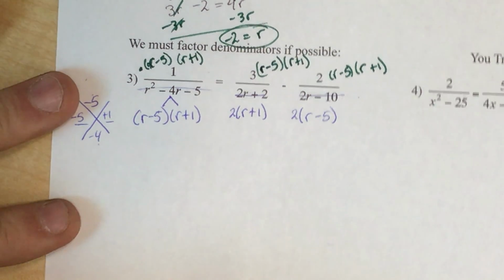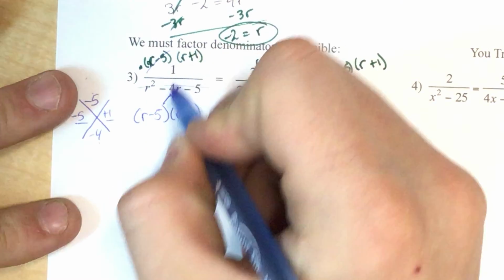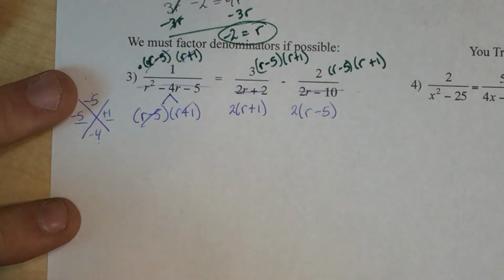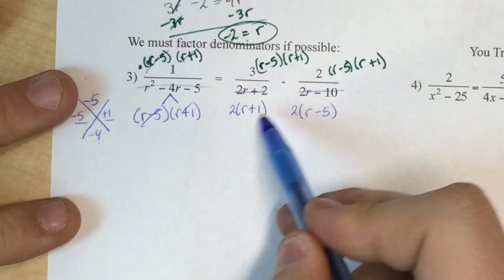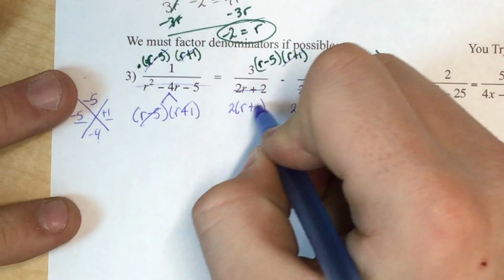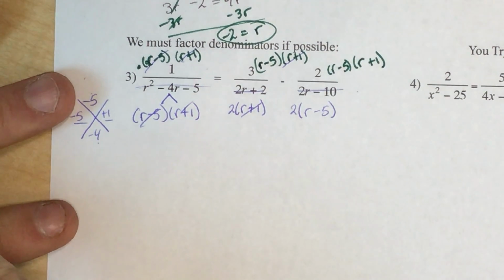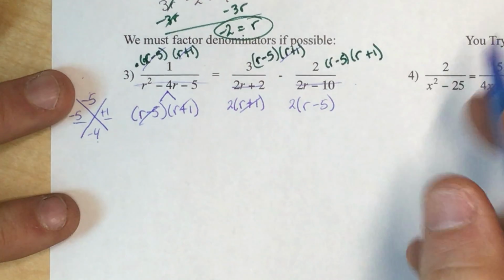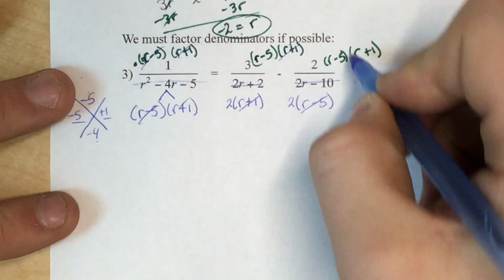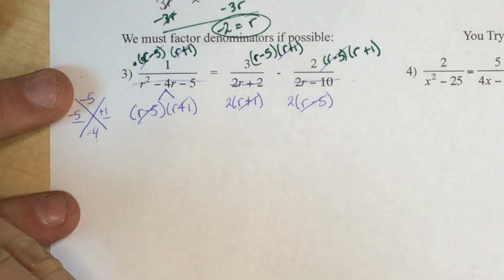In multiplying by the r minus 5 and the r plus 1, the r minus 5s and the r plus 1s eliminate. If we go over here to the second term, only the r plus 1s can simplify. And then if we move over to the very last term, we have the r minus 5 and the r minus 5 eliminate.